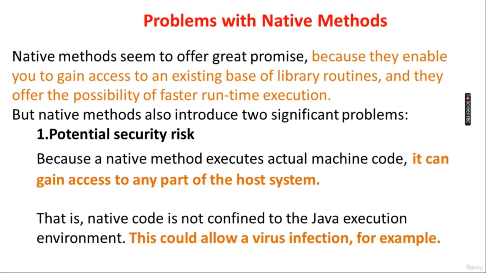But native methods also introduce two significant problems. Potential security risk: because the native method executes actual machine code, it can gain access to any part of the host system. Native code is not confined to the Java execution environment. So Java cannot guarantee that this code is safe. Security is the main part of Java, and it cannot be guaranteed by Java. So this could allow a virus infection, for example.